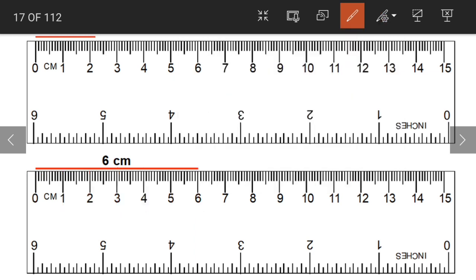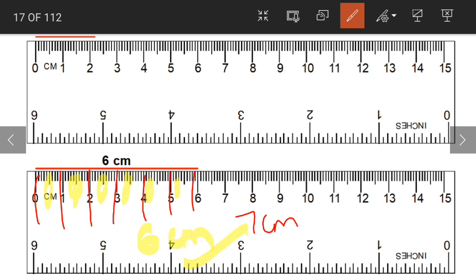But this is wrong. Whenever you are measuring the length of any object or any line segment using a ruler, you should always count the spaces. 1 space, 2, 3, 4, 5 and 6. You must always count the number of spaces between the lines but not the lines. Understood, right? If I count the number of lines, my measurement was 7 centimeters, but if I count the number of spaces in between these lines, the measurement is 6 centimeters, which is the correct and the actual measurement.